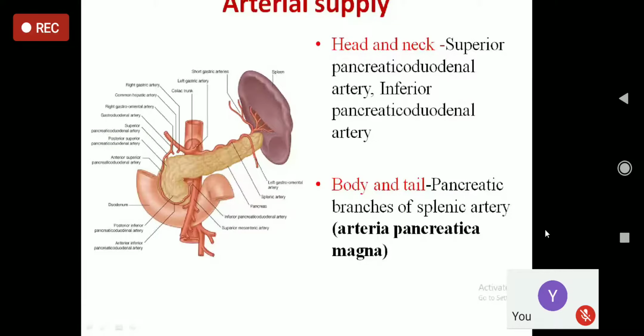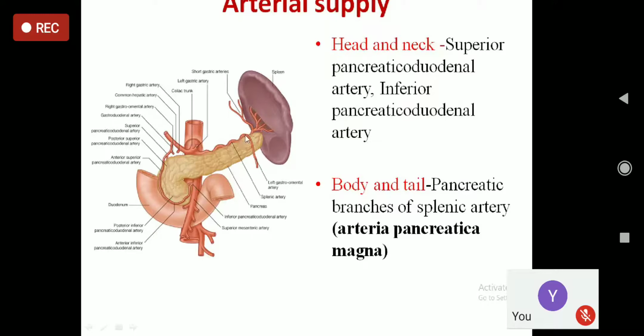And talking about the arterial supply of the pancreas. Here we can see the branches from the celiac trunk: the gastroduodenal artery and the superior pancreaticoduodenal artery, and this one is the inferior pancreaticoduodenal artery, a branch from the superior mesenteric artery. So the head and the neck region is supplied by the superior pancreaticoduodenal artery and the inferior pancreaticoduodenal artery. They are branches from the celiac trunk and superior mesenteric artery.